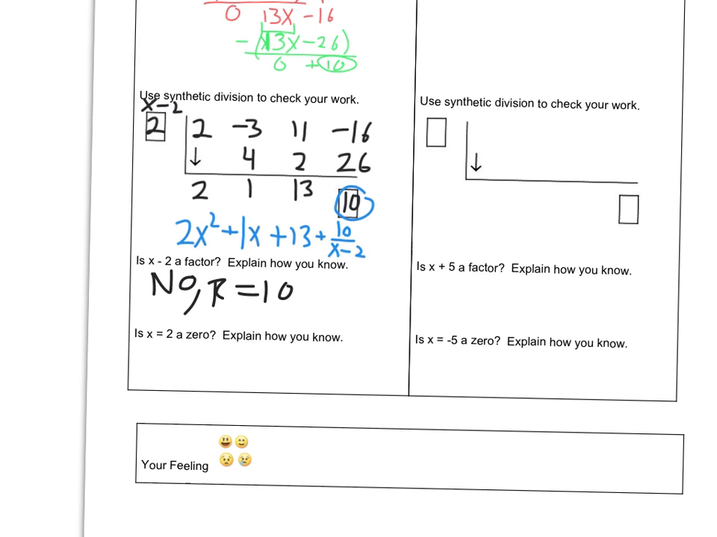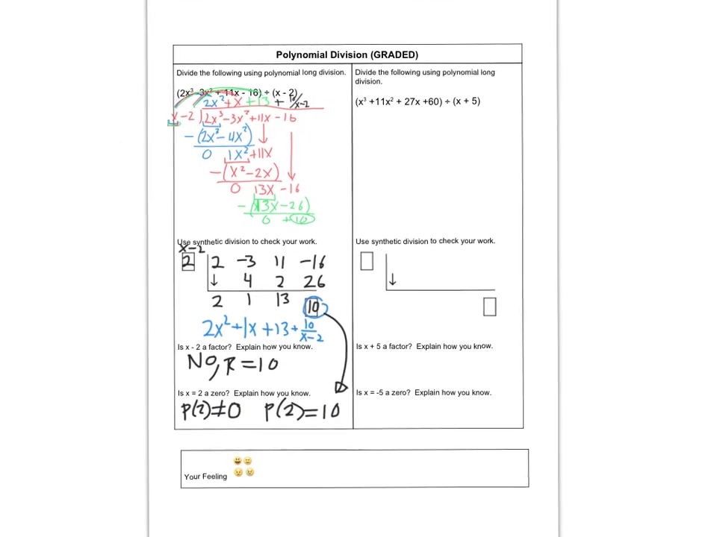Is x equal to 2 a zero? What that really means is that, I don't know what letter this is, I think it's a p. So p of 2, in other words, when you plug 2 in, you should get 0. And you don't. In fact, when you plug 2 in, you get 10. The remainder is always the number you're going to get when you plug in a value for x that's equal to what you're dividing by.